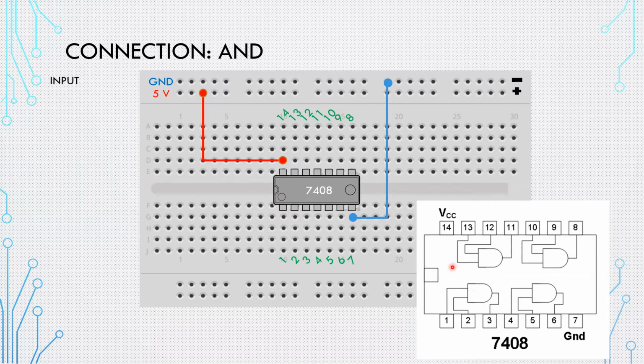How many inputs do we have? 2 inputs. So we're gonna bring 2 switches. The first switch I'm gonna connect it, let's say that I choose 1. So I'm gonna connect the first switch in 1. The second switch I'm gonna connect it in 2. Since I choose 1, 2, don't choose 11, don't choose 8, although they are output.